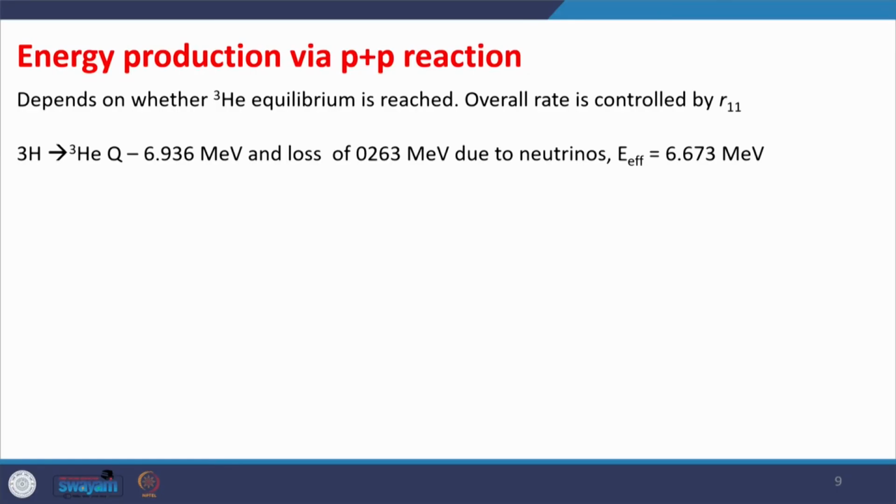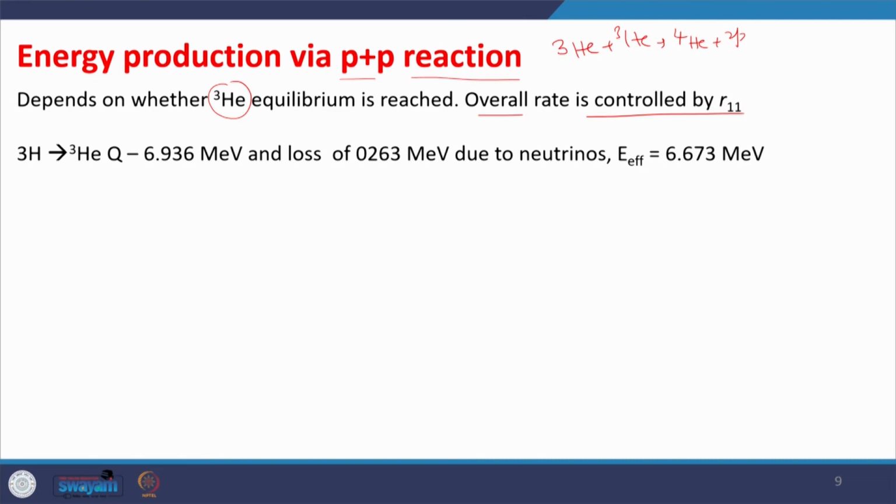Okay. Now, another question which is of our interest is, what is the total energy produced via the P plus P reaction? Remember, the energy production via the P plus P reaction depends on whether helium-3 equilibrium is reached or not, because it is the helium-3 plus helium-3 which gives rise to helium-4 plus 2 protons, right. And it was clear that the overall rate is always controlled by the P plus P reaction only, because of its weak interaction and slow consumption.